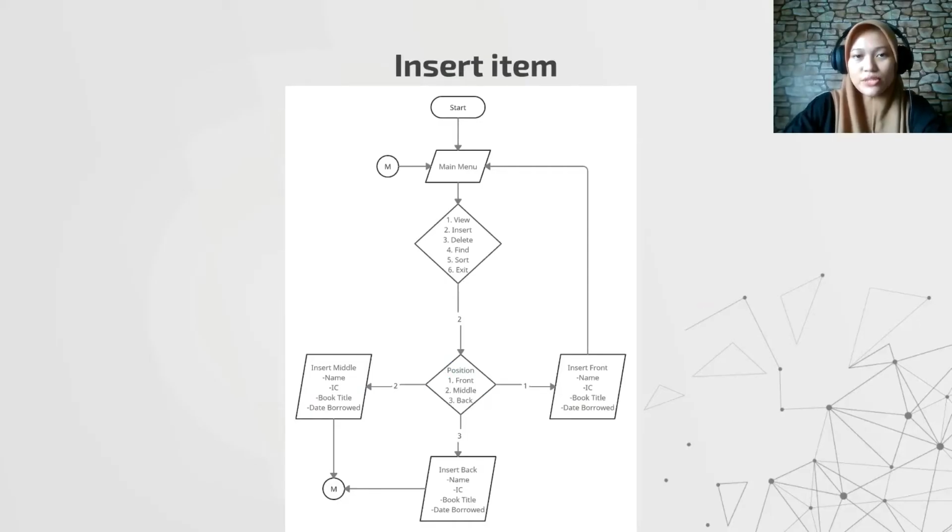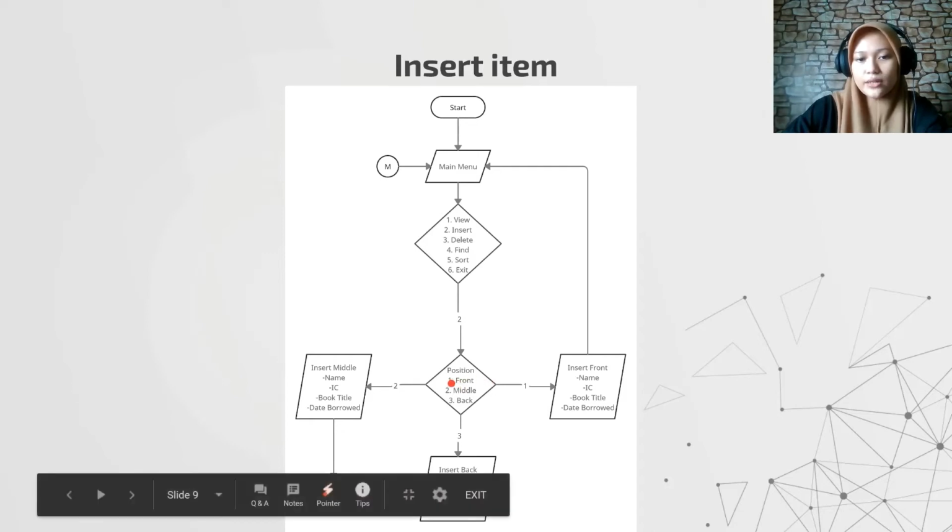Assalamualaikum and hi, I am Syahmina Wazien binti Amlan. Now I'm going to explain to you the flowchart for insert item. The main menu will show the options for the user to choose from. For the insert function, the user will have to choose 2, and then they will have another option, which is the position to insert the data.